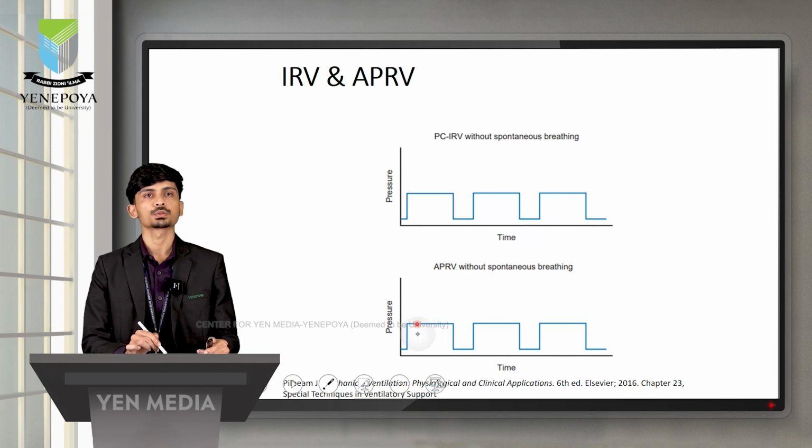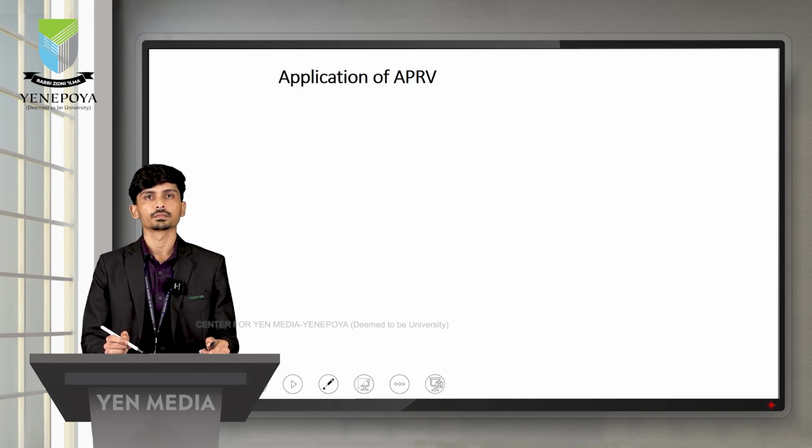If the patient were to spontaneously breathe at higher levels, there will be some difference between these two modes, but here it's absent, so APRV will not work as it is intended if the patient doesn't breathe spontaneously. So how do we start a patient on this mode? What are the parameters that are available?